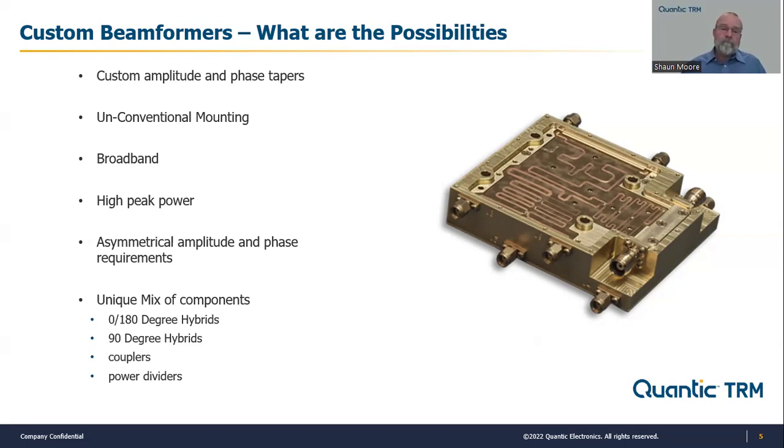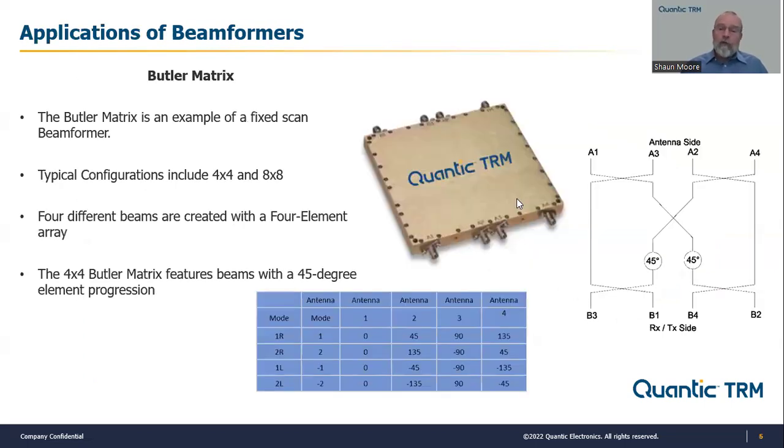Okay. And how about some of the most common applications for beamformers? Sure. So really, we go in there and we do an awful lot of different configurations. Like I said, I just mentioned the Butler matrix. Butler matrix is sort of a quasi-standard circuit configuration.